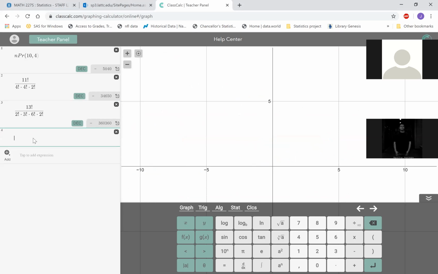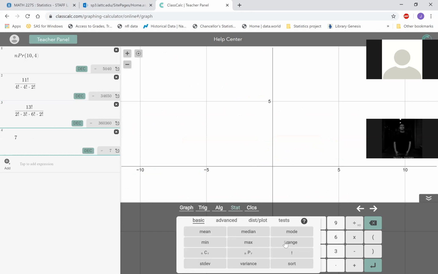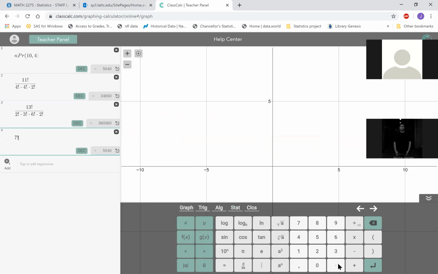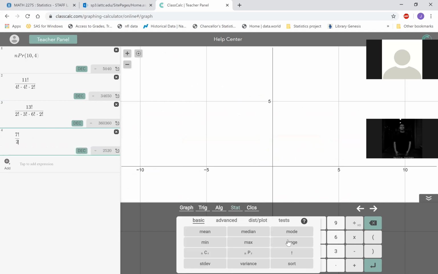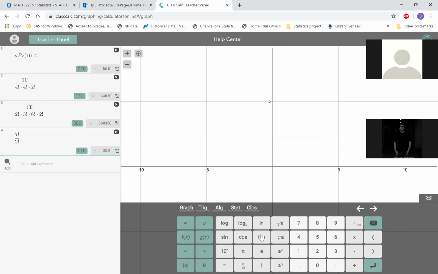So we're going to say 7 factorial, and we're going to divide that by 2 factorial, and then we're going to multiply that by 5 factorial. You get 21, and 21 is your answer.